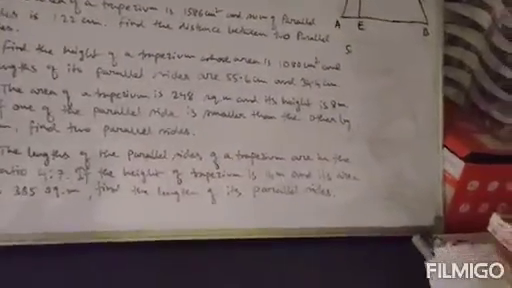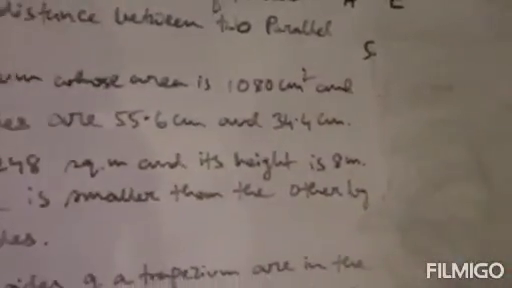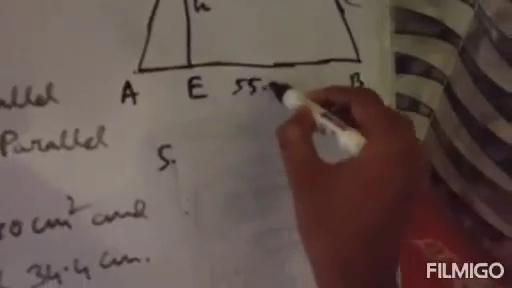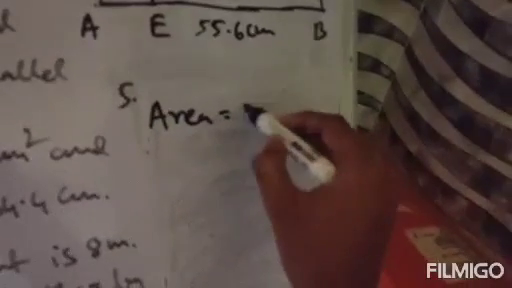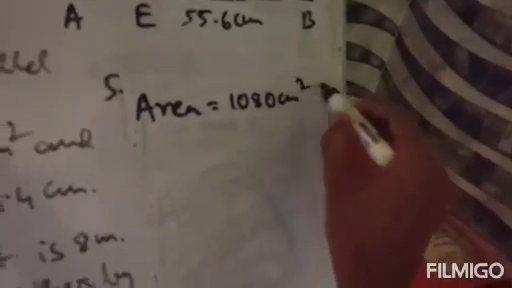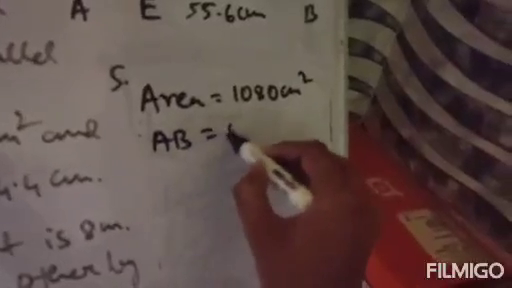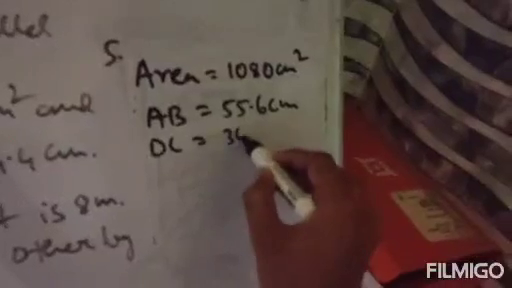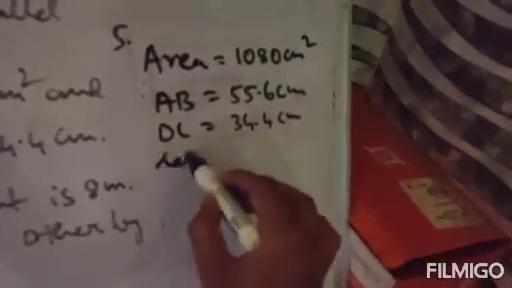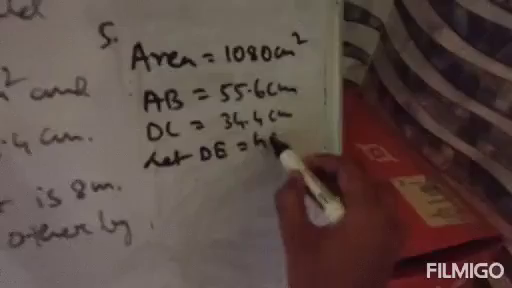Area is given and individual length of the parallel side is also given. One parallel side is 55.6, as this is longer in length, and another one is 34.4 centimeter. And the area is given 1080 centimeter square. So write first: area given as 1080 centimeter square, AB given as 55.6 centimeter, and DC given as 34.4 centimeter. Let D equal to 8 centimeter.